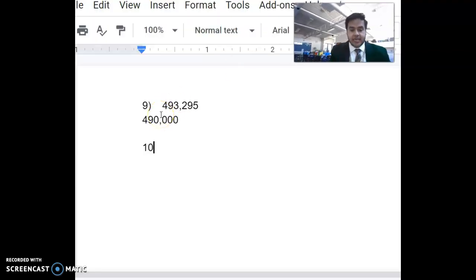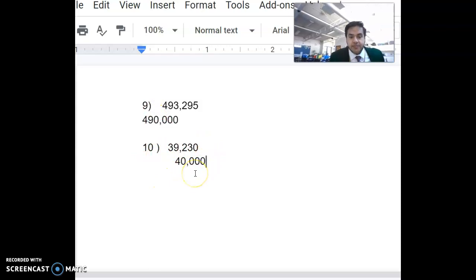So for number 10, we have 39,230, and we're going to change that to 40,000. And that's it. All the numbers afterwards become 0. Remember, the one we were changing was the 3. Next to it was a 9. So that's how we know it to go.